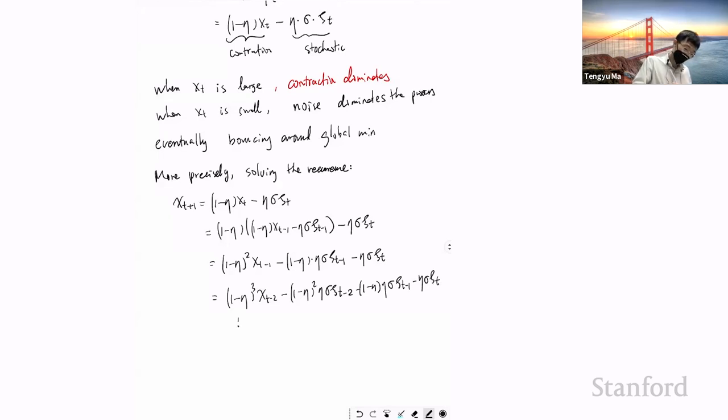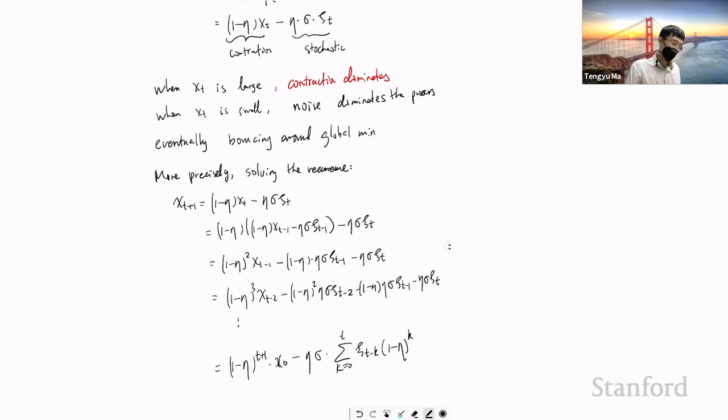And if you do this more and more, eventually what you're going to get is (1 - η)^(t+1) x0 - ησ times the summation. The summation looks like this. It's a linear combination of ξk, but the coefficient in front of it is some power of 1 - η. So from this, there are several interesting things about this formula, which can give you some intuition.